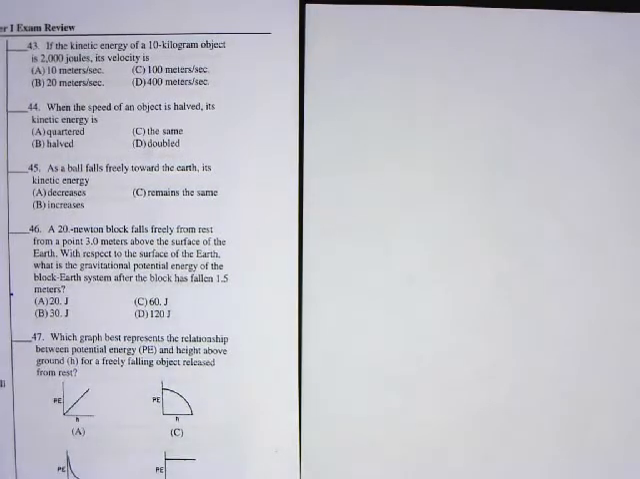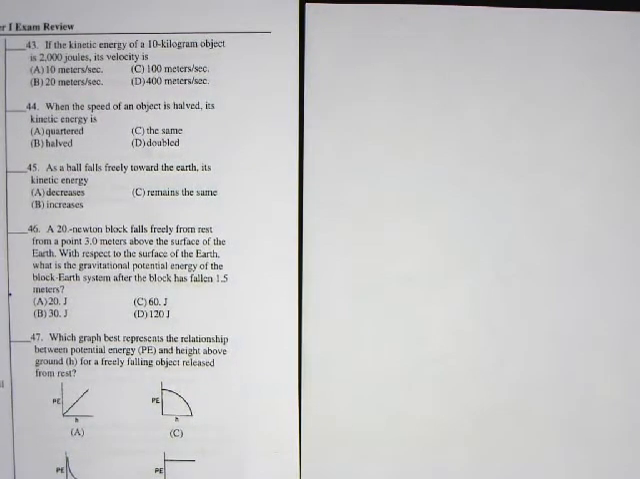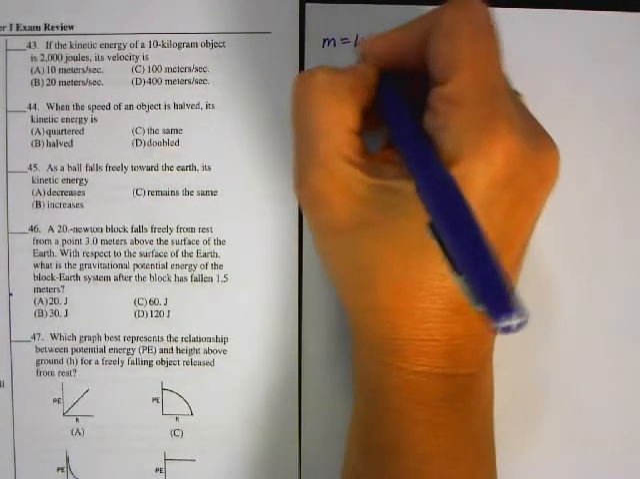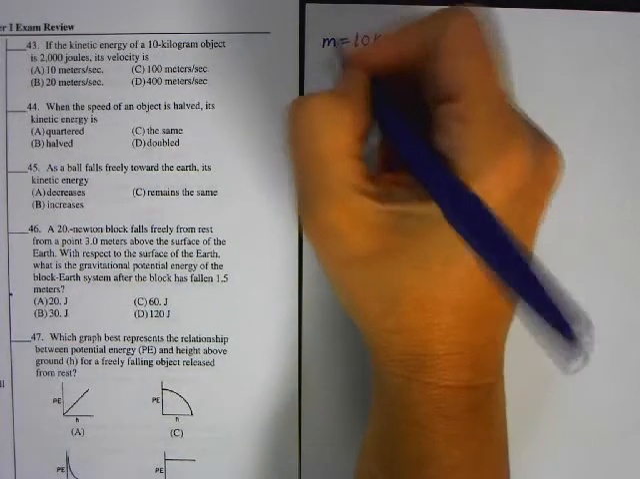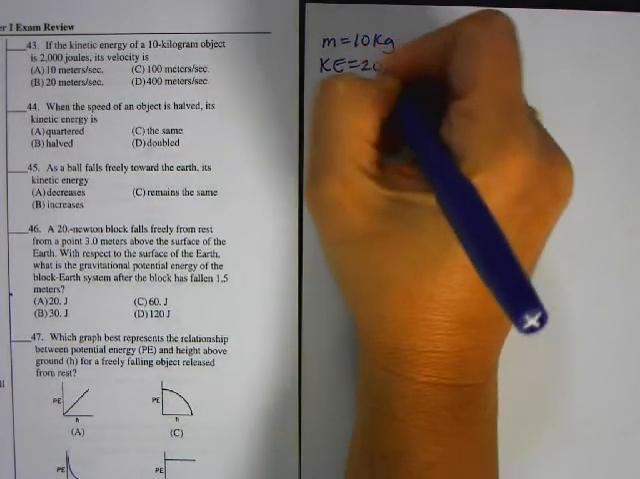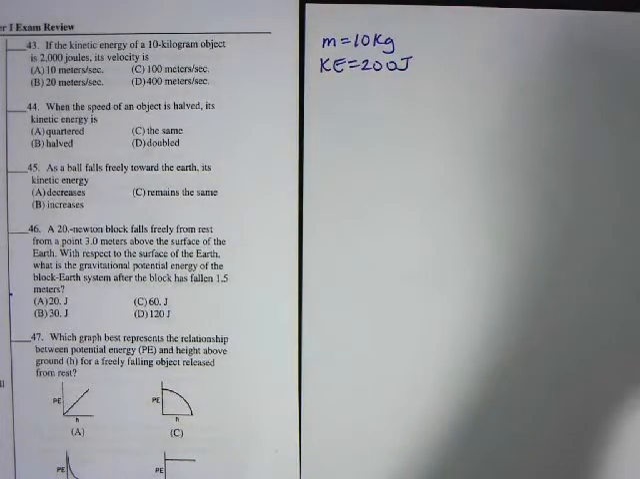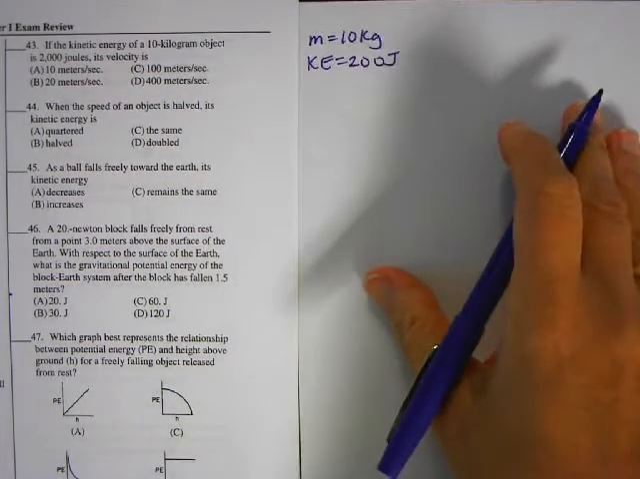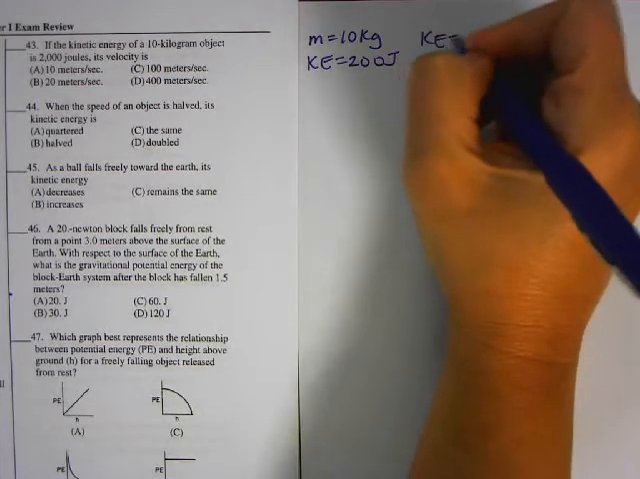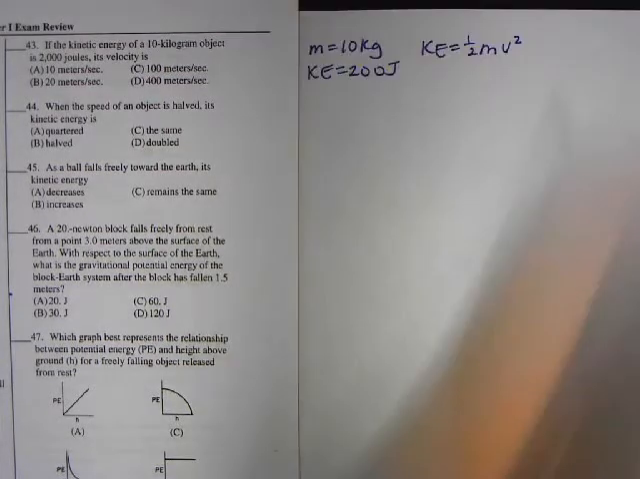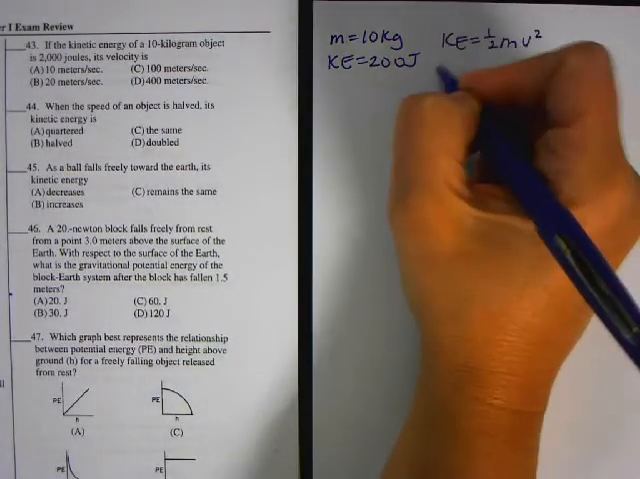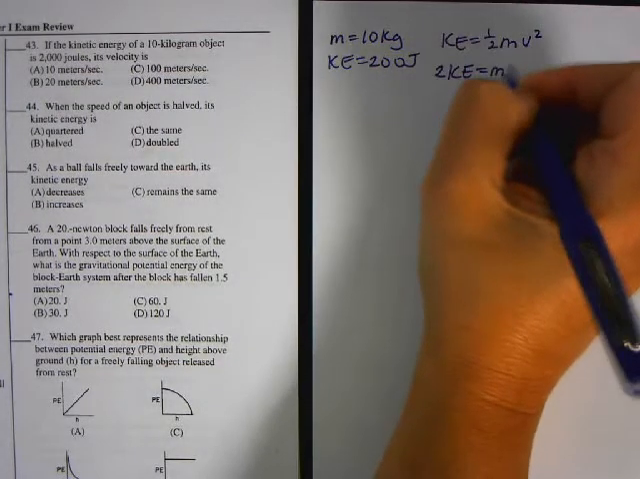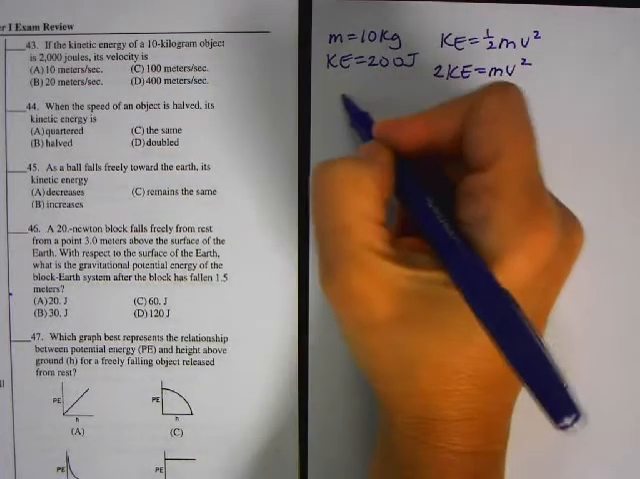All right, number 43. If the kinetic energy of a 10 kilogram object, so the mass is equal to 10 kilograms, is 2,000 joules, its velocity is, so we have to know that the equation for kinetic energy is 1/2 mv squared. And instead of just plugging the numbers in the formula, I'm going to rearrange the equation to solve for the unknown in terms of the known. So I'm going to multiply both sides by 2. I'm going to divide both sides by m.